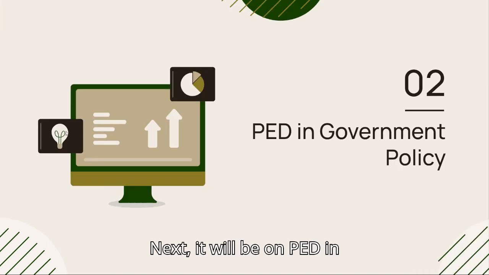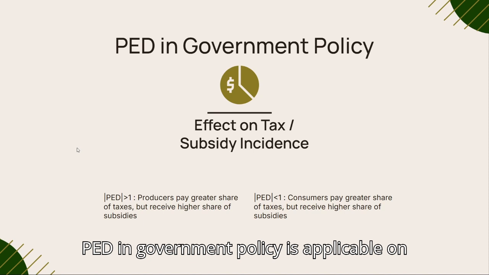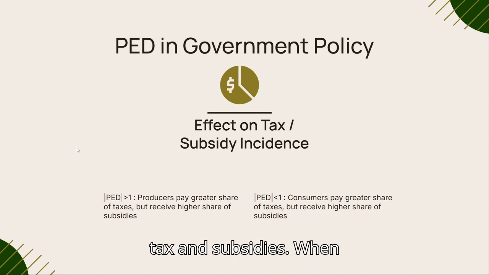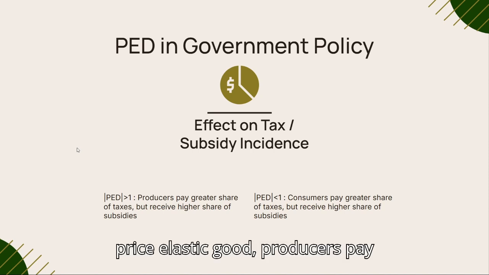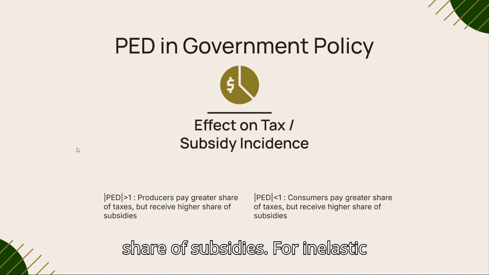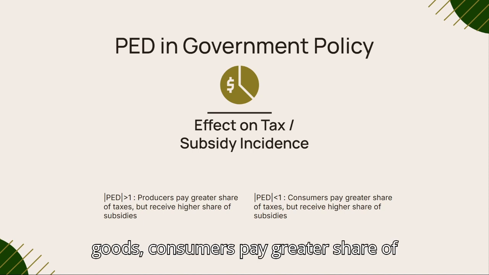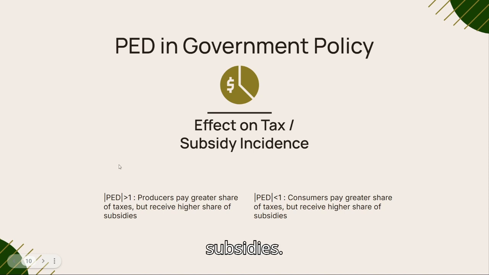Next, it will be on PED in government policy. So PED in government policy is applicable to tax and subsidies. When there's a tax and subsidy on a price elastic good, producers pay a greater share of taxes but receive a higher share of subsidies. For an inelastic good, consumers pay a greater share of taxes but receive a higher share of subsidies.